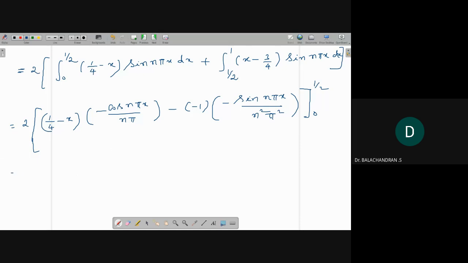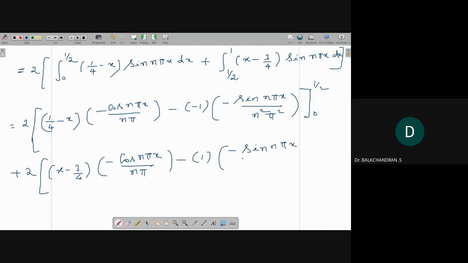Plus 2 into, if you integrate this function, you'll get x minus 3 by 4 into, if you integrate sine n pi x, you'll get minus cos n pi x by n pi, minus, if you differentiate x minus 3 by 4 you'll get 1, and if you integrate this you'll get minus sine n pi x by n square pi square. So the limit is from half to 1.